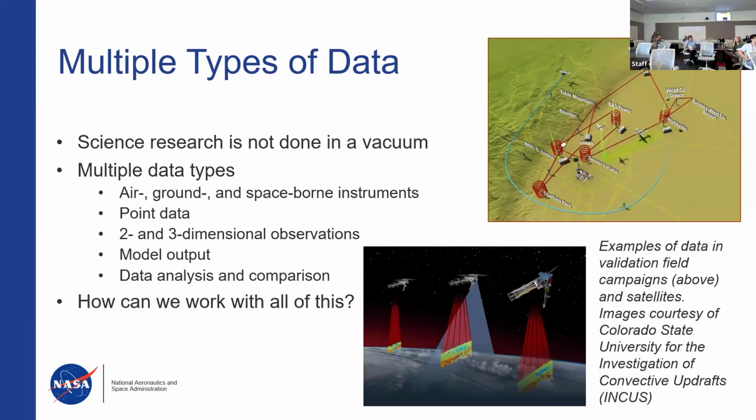So you look at all these different types of data sets and how do you analyze that? And on top of that, you have airborne, ground, and satellite-based data sets. They could be point data, three-dimensional data. They could be curtains of information or plan view data sets. I mean, it's just a lot going on. And there are some sample images on the right: a setup of a field campaign in the upper image, and then some satellite data from the upcoming INCUS mission.